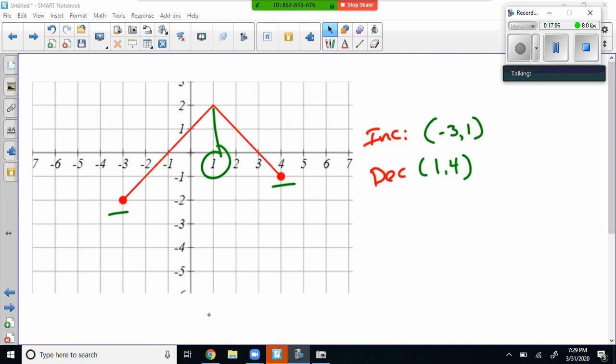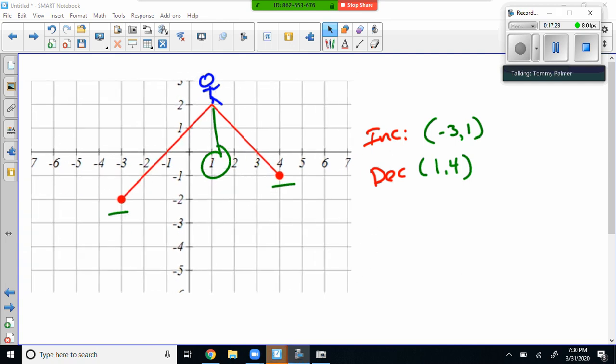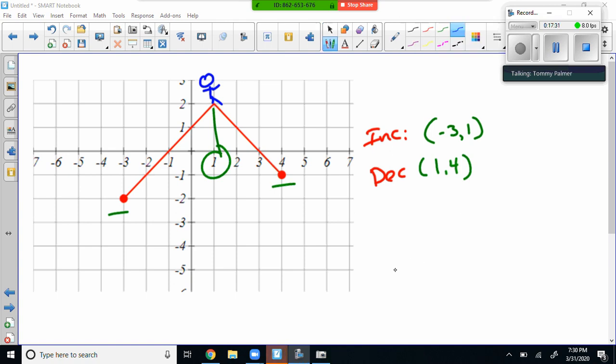The absolute maximum, think about a mountaintop. So if we draw a little man and we put him on the mountaintop, and he looks left and right and doesn't see anything that's above him, then that would be an absolute maximum.